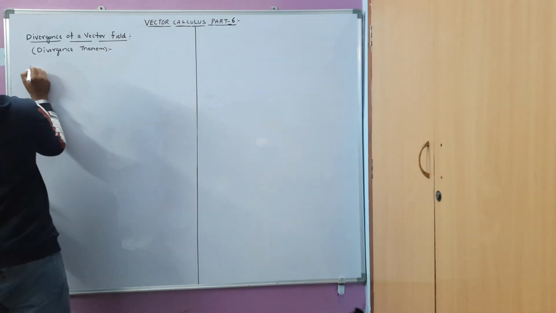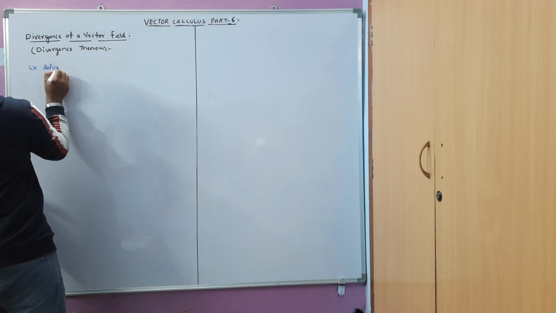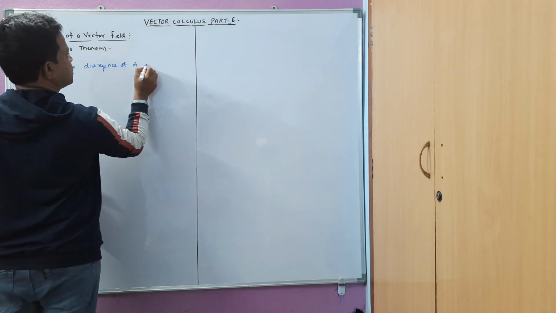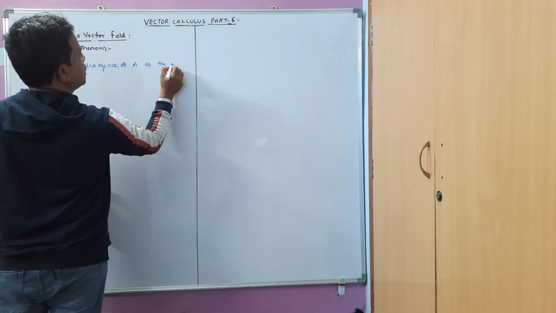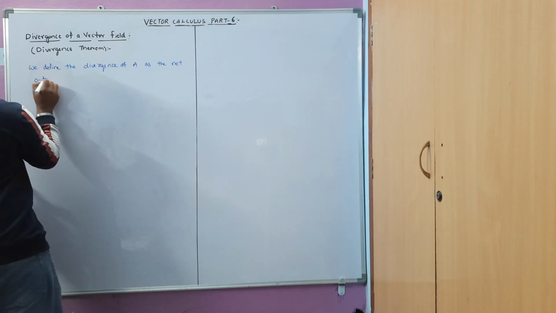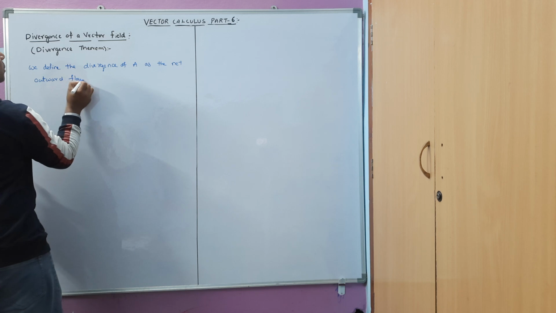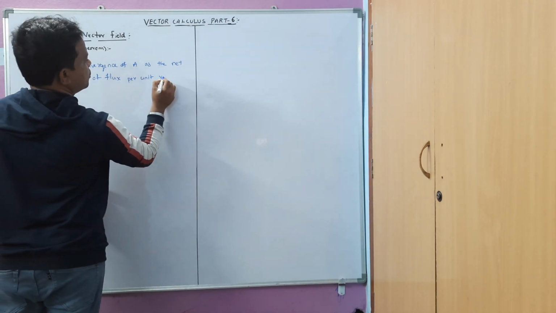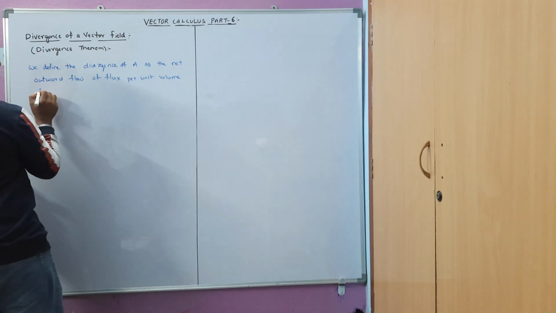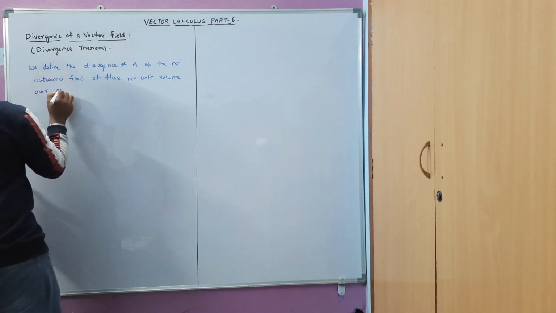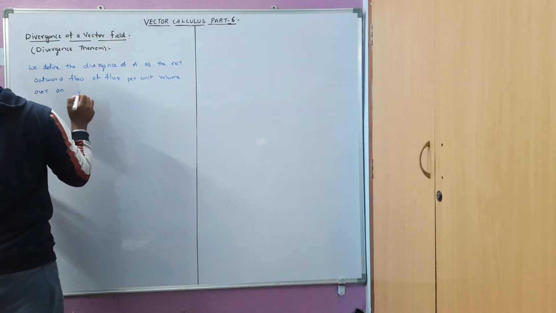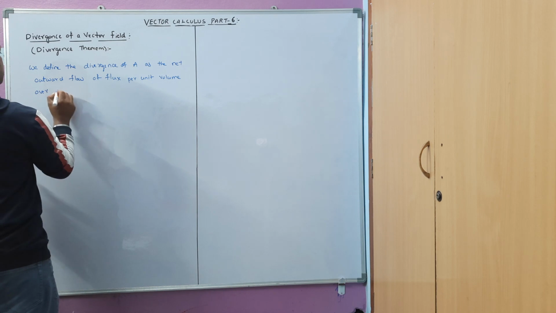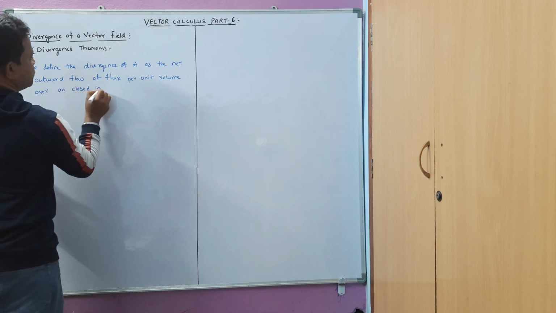We define the divergence of A as the net outward flow of flux per unit volume over a closed incremental surface.